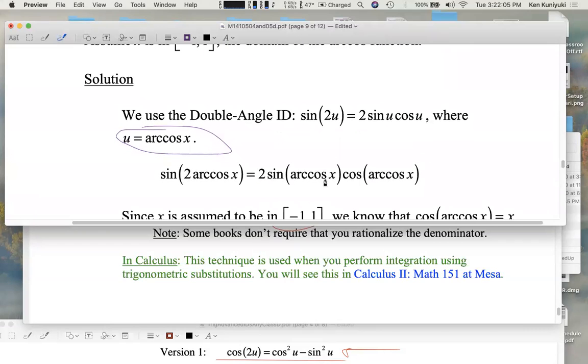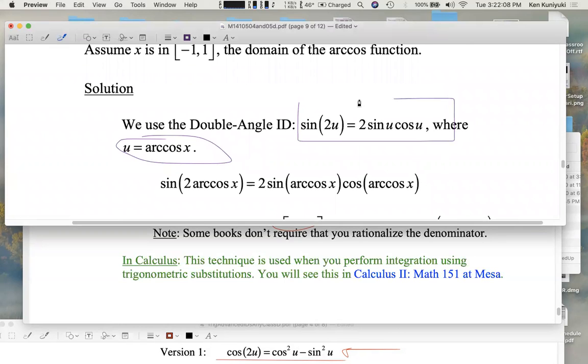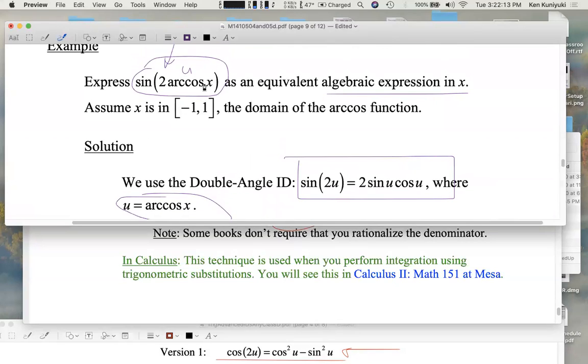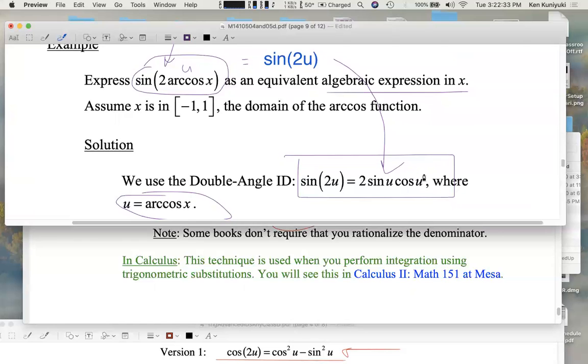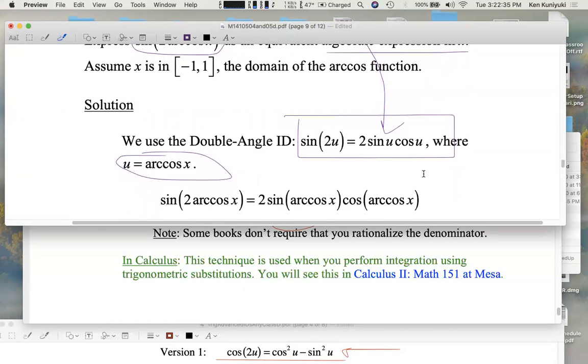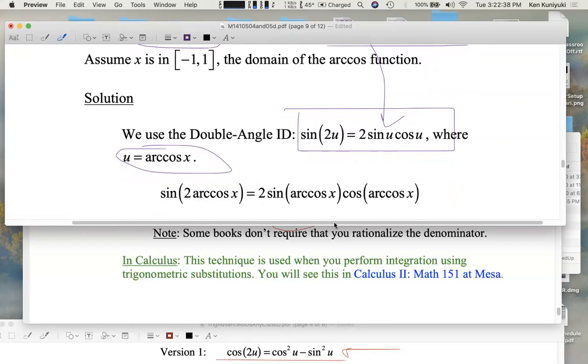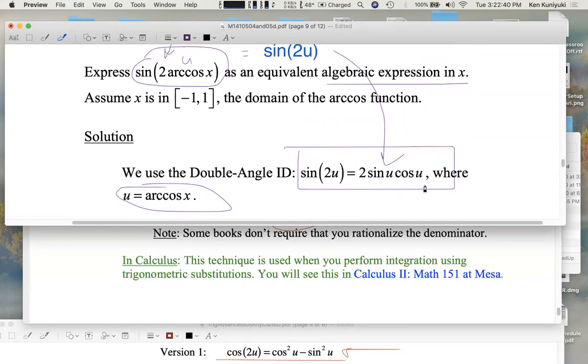This here, the double angle identity for sine. Sine of 2u is 2 sine of u cosine of u. In fact, I would probably put that as part of my actual work. So this is sine of 2u, and sine of 2u equals this stuff over here. Okay, now, you don't even have to sub back. We can keep this in u for now.